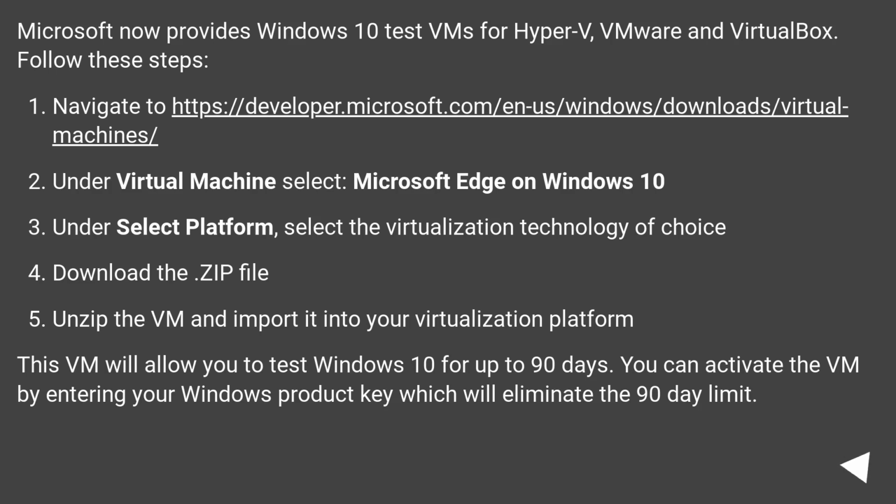This VM will allow you to test Windows 10 for up to 90 days. You can activate the VM by entering your Windows product key, which will eliminate the 90-day limit.